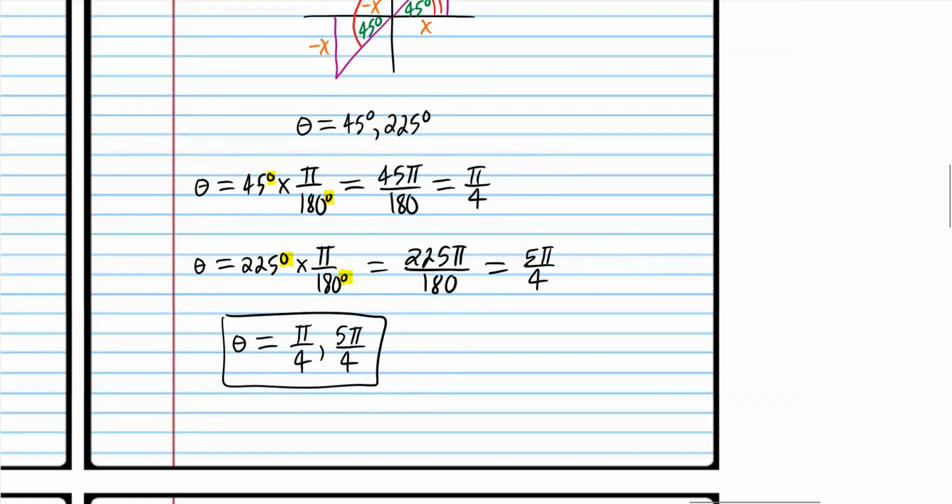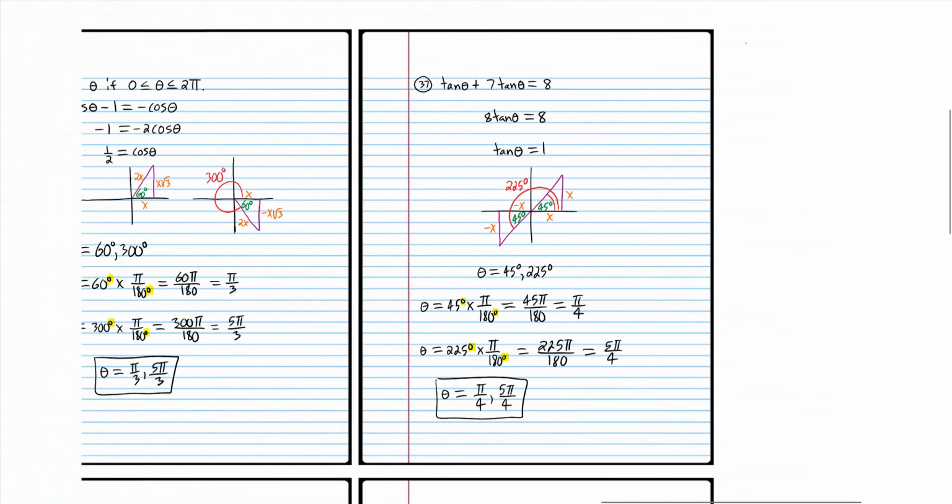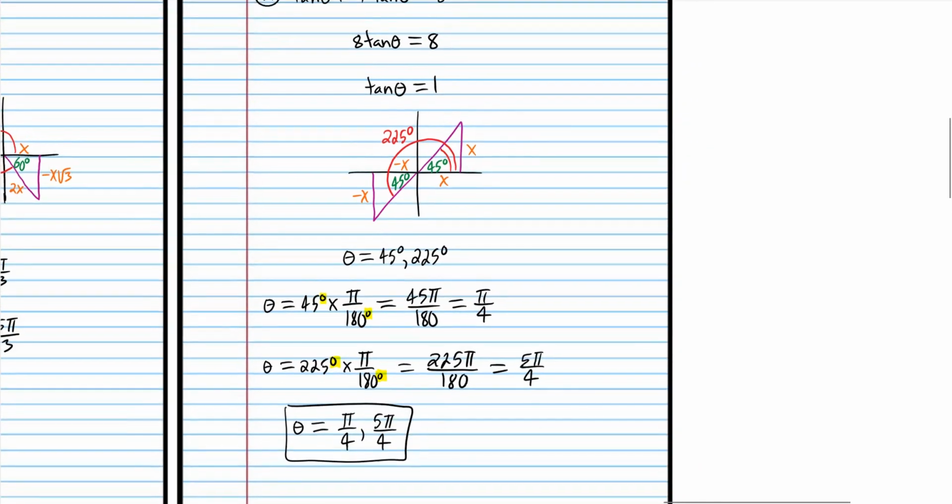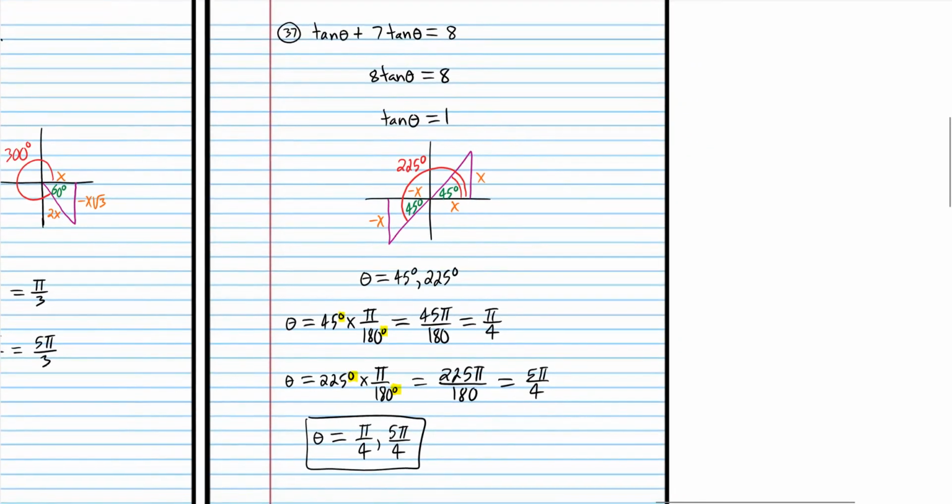Those are the solutions between 0 and 2 pi, because again it says up here, find theta if theta is between 0 and 2 pi. So again, this is all just review. We did this in previous classes. We're just solving trigonometric equations, but now we're writing our solutions in radian units. Okay, let's try one more of these before you try one on your own.